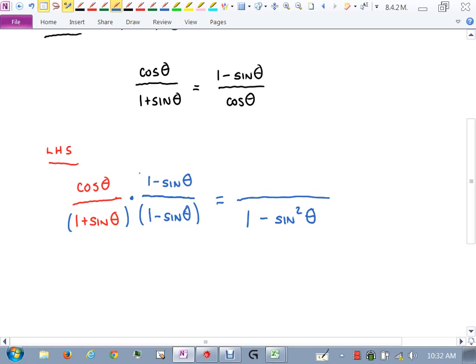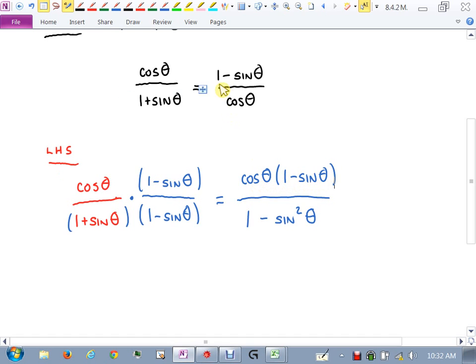Now, what's still on the top? I still have to multiply the top, don't I? So I'm going to multiply cosine theta times this, right? But hold on, don't do it yet. Just leave it there for a second. Don't do the multiplication. Why am I not going to do the multiplication? Because look at where I'm trying to get to. Do you see that I have a 1 minus sine theta there? Do you see I've got it right here?